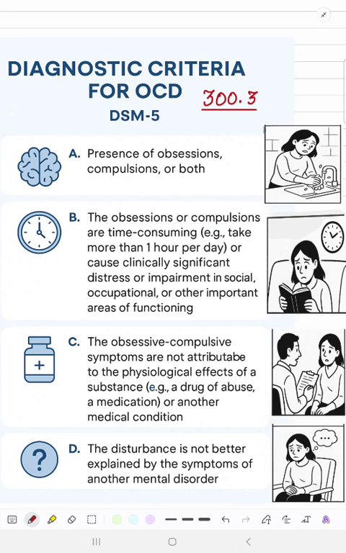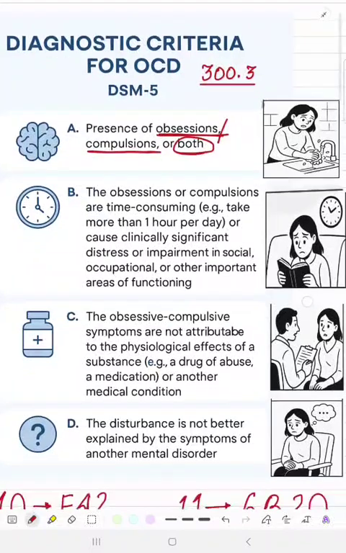Now, according to DSM-5, OCD is diagnosable when a person has obsessions, that is repetitive thoughts or images, and compulsions, that is the act they perform as a result of the obsession. So an obsession of contamination and a compulsion of repetitive hand washing. So either of these should be present, or both of these.